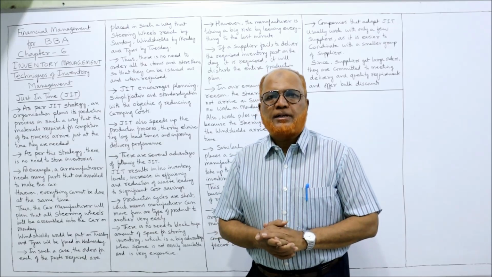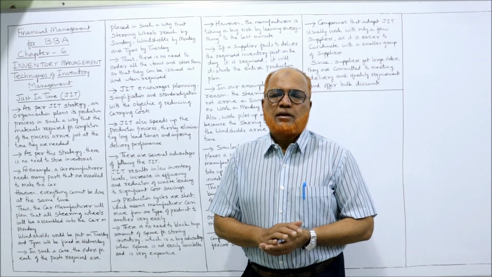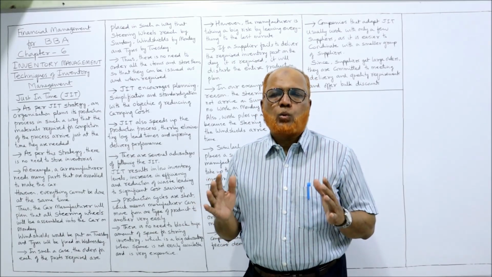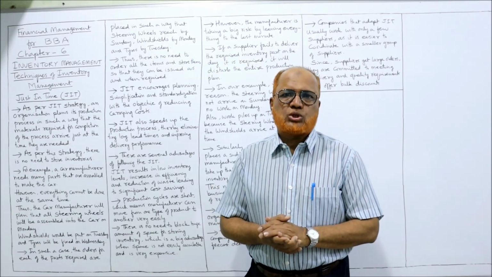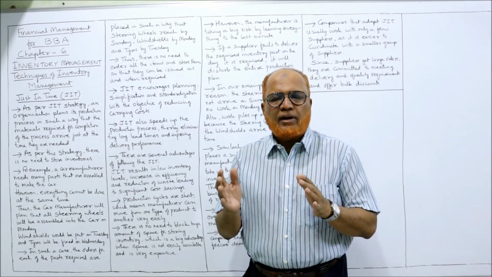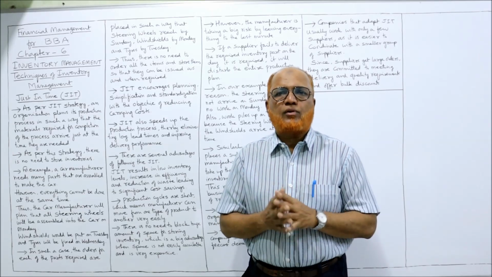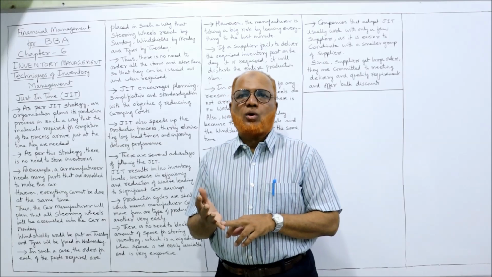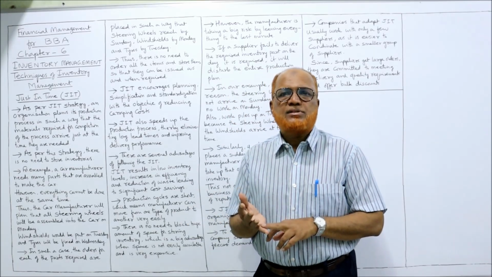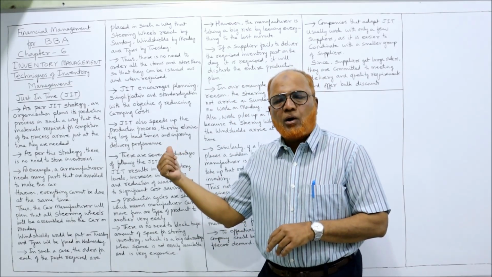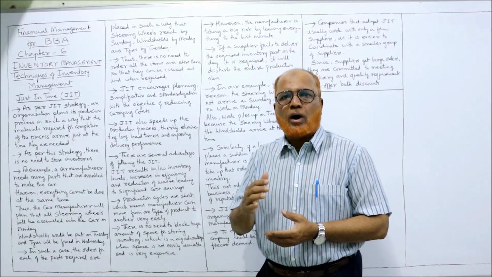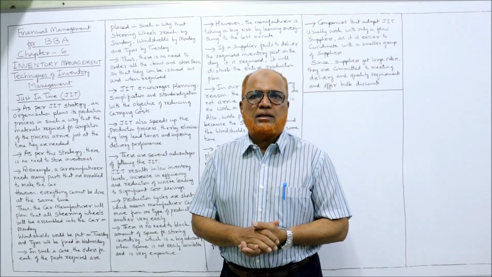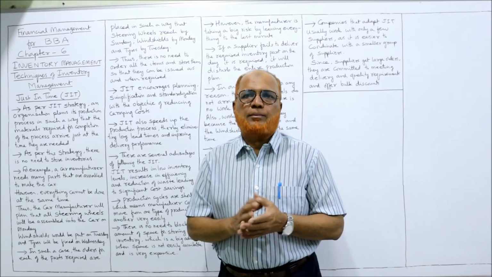Now another technique of inventory management I am going to explain in this video. In the last video I completed ABC analysis. There are many techniques through which inventory can be managed. First, we have seen the EOQ technique. Then we have seen determination of levels. Thirdly, we have seen ABC analysis. Now in this video, I am going to explain another technique called JIT, just in time.